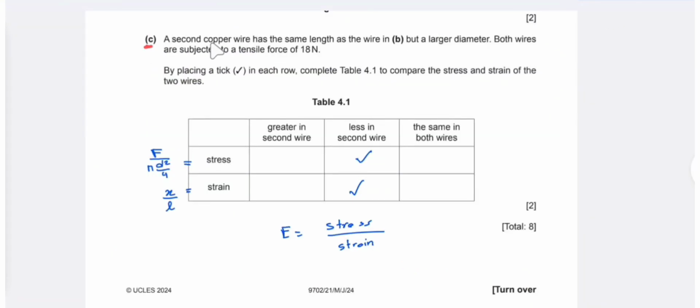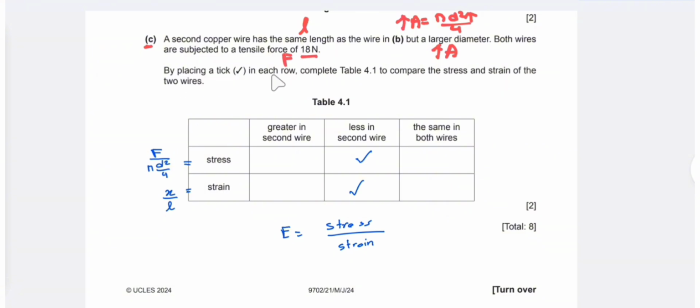For part C, a second copper wire has the same length, so the length is the same as the wire in B, but a larger diameter. So the diameter is larger, and since we know that area is equal to πd²/4, and since the diameter is more, the cross-sectional area is more. So for the second wire, the cross-sectional area is more. Now both wires are subjected to a tensile force of 18 newtons, so the force is the same.